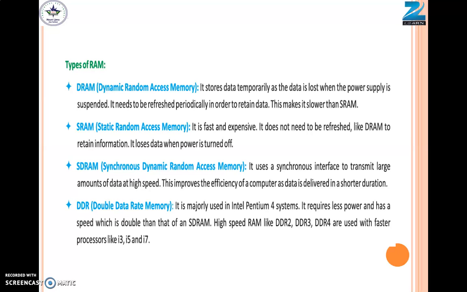i3, i5 and i7. So what is the thing behind it that makes it fast? DDR, double data rate memory. Okay, the processor processes the data, but it can work efficiently when it gets the data faster, when the data can be sent with a particular speed. Okay, so all these are different types of RAMs: DRAM, SRAM, SDRAM, DDR RAM. You can also check the configuration of your computer, which RAM is there in your computer.